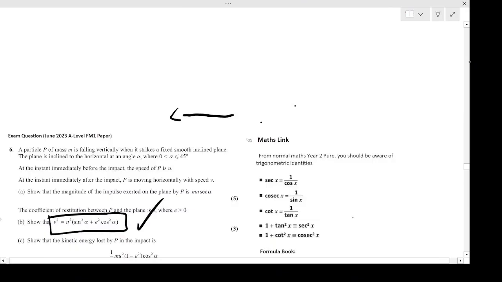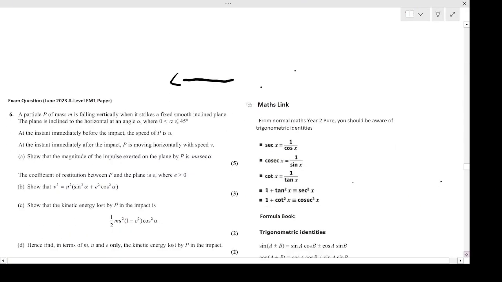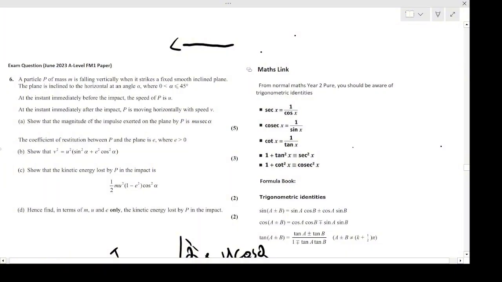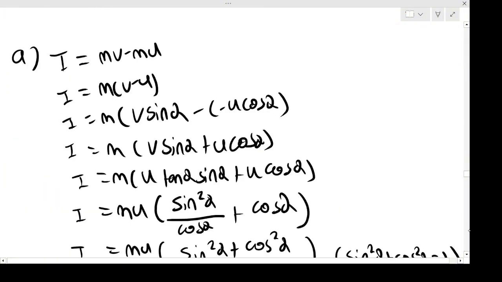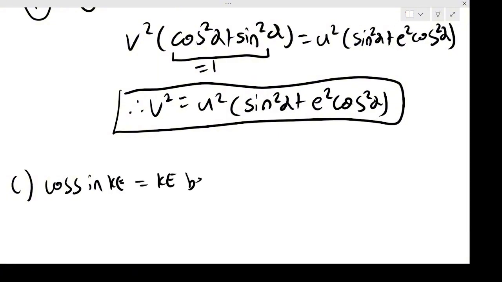Yep, there we are. Great. Then part C is now asking for the loss in kinetic energy. So now we need to work out an expression for the loss in kinetic energy. Remember, the standard result for loss in kinetic energy is the kinetic energy before, take away the kinetic energy after.